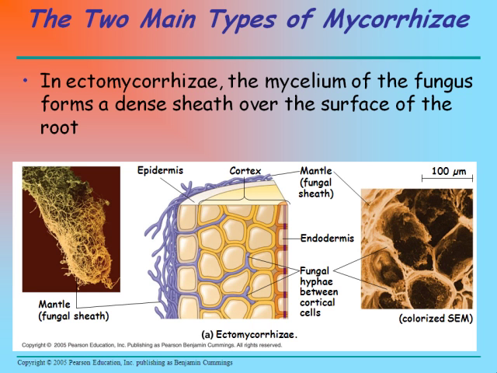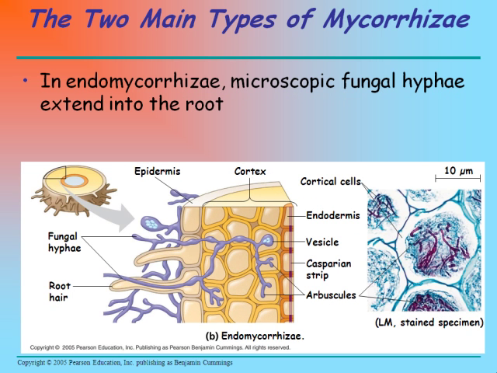In the ectomycorrhizae, the mycelium of the fungus forms a dense sheath over the root, okay, over the surface of the root. So here you can see it covering the epidermis, and it can grow between the cells. So the fungal hyphae between the cortical cells. Okay, so mycorrhizae.